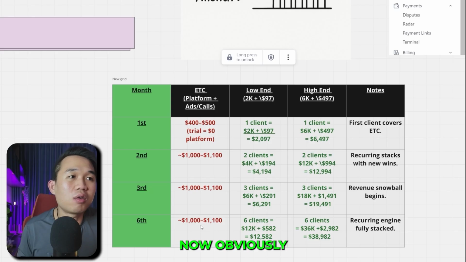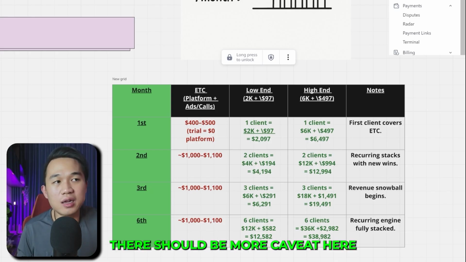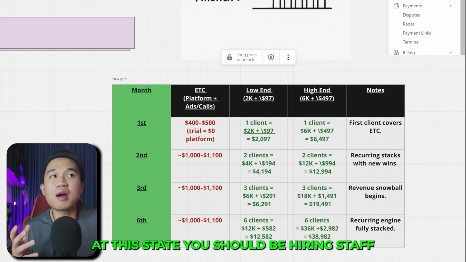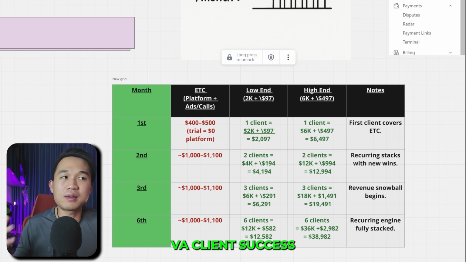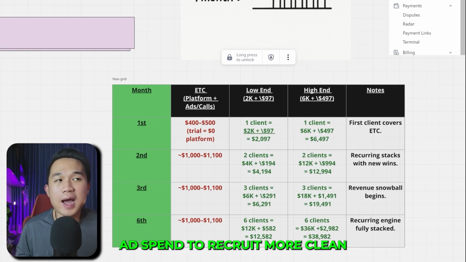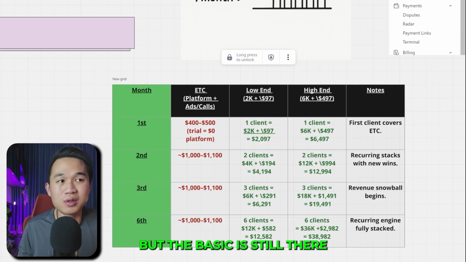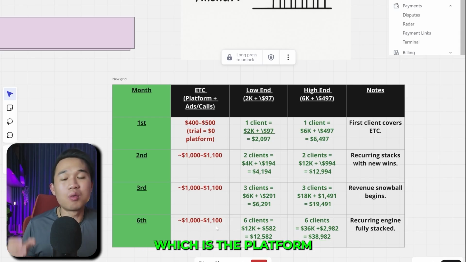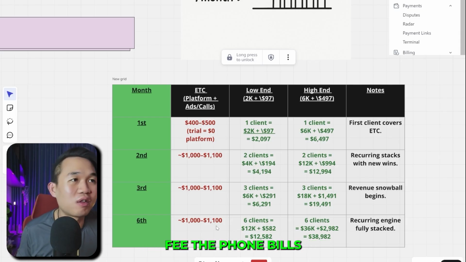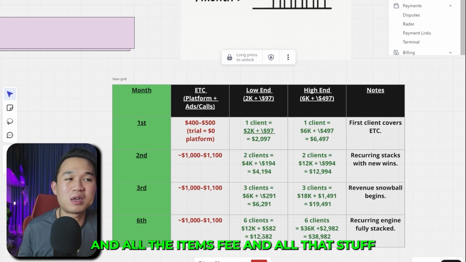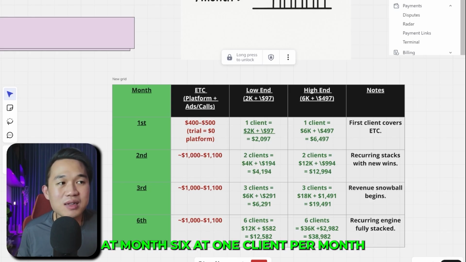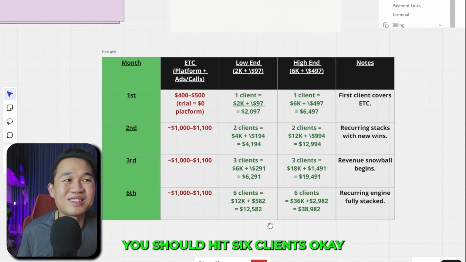Okay, now obviously there should be more caveats here. At this stage, you should be hiring staff, VA, client success, and paying more for your ad spend to recruit more clients, but the basic is still there, which is around $1,000, which is the platform fee, the phone bills, and all the SMS fee and all that stuff. Okay, at month 6, at 1 client per month, you should hit 6 clients.